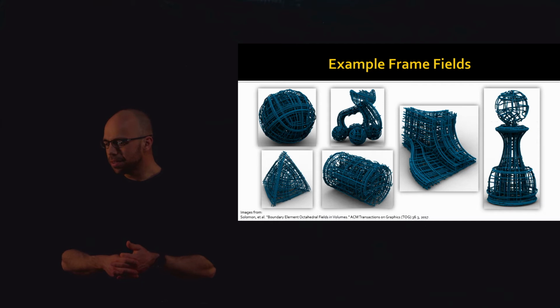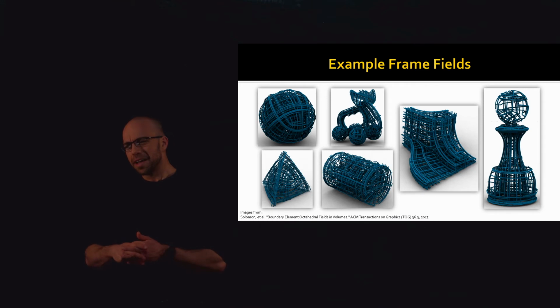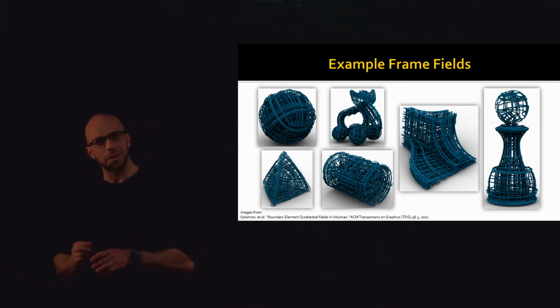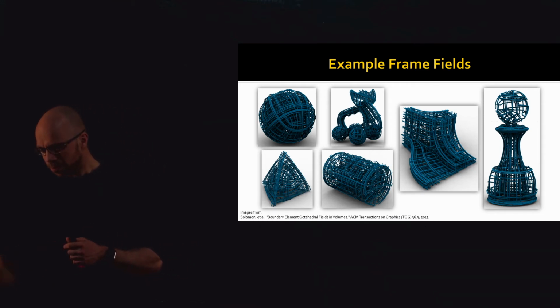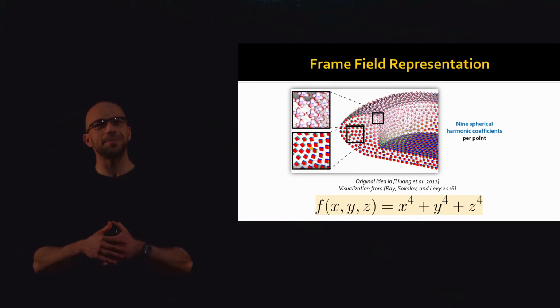So the basic challenge here is how do you represent 3 vectors up to sign and up to order at every point in a volume? And that's a really tricky matter. And it turns out that you can borrow some ideas from representation theory to make this work. And this is a really clever idea that goes back to Huang in 2011. And here's Huang's basic construction.